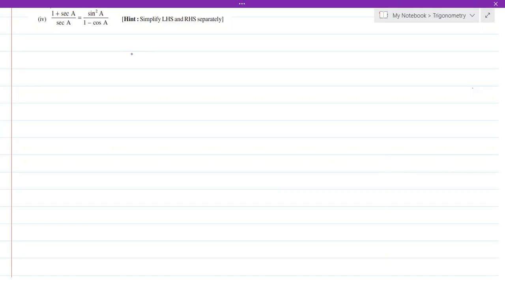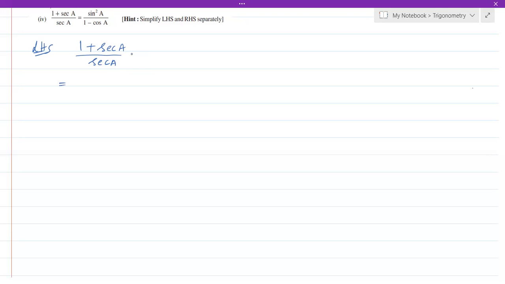Simplify our LHS and RHS separately. So let's understand why we have to simplify LHS and RHS separately. First, let's follow the rules which we have learned. Okay. So let's take the LHS first. What is the LHS here? It is (1 plus secant A) by secant A.